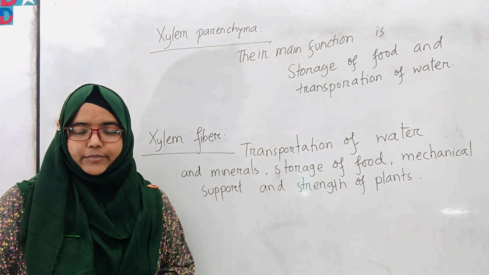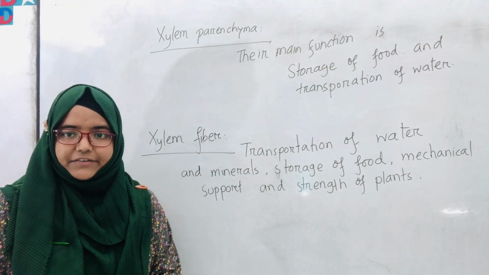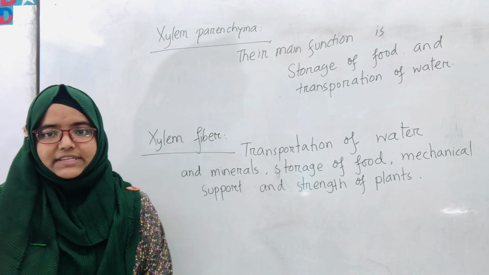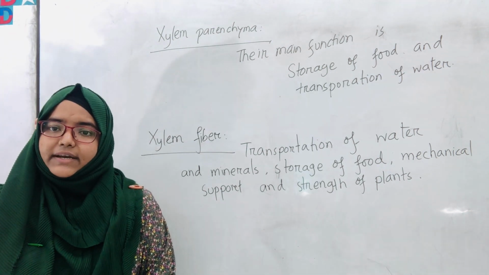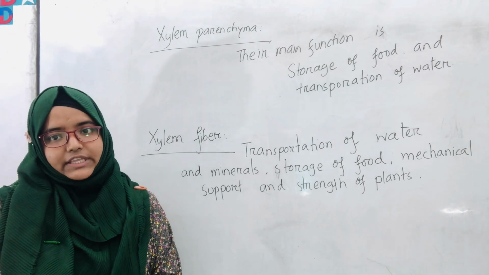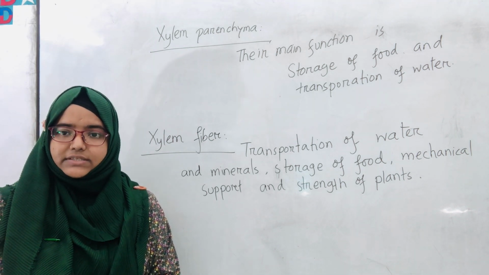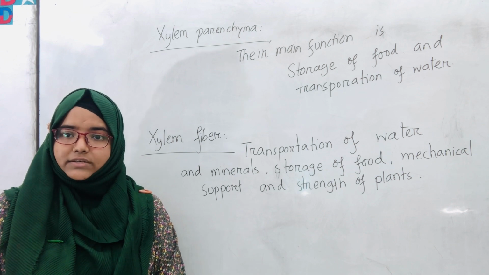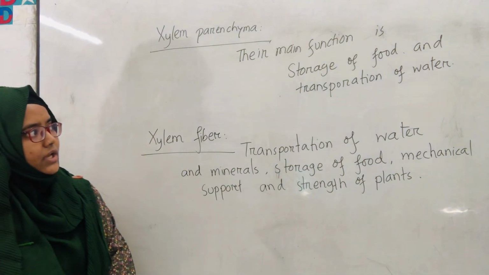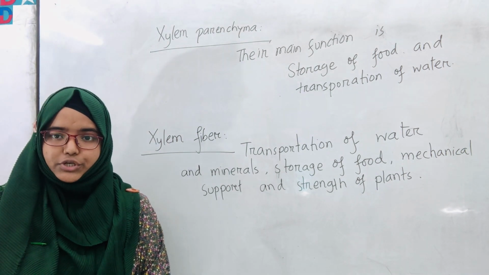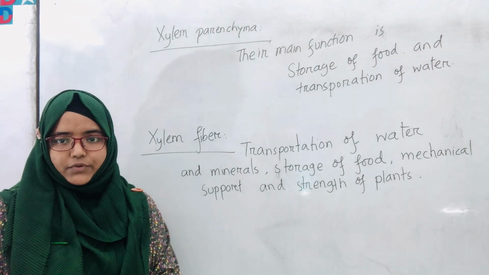So now we will talk about xylem parenchyma and xylem fiber. Xylem parenchyma are parenchyma type of cell which is present in xylem. Xylem parenchyma can be either thick or thin walled. So mainly in case of primary xylem they are thin walled, but in secondary xylem they are thick walled. So xylem parenchyma actually helps in the storage of food as well as they also help in the transportation of water to different regions of plant.